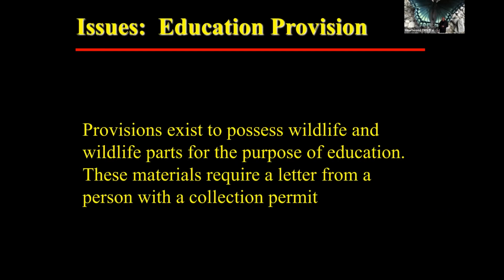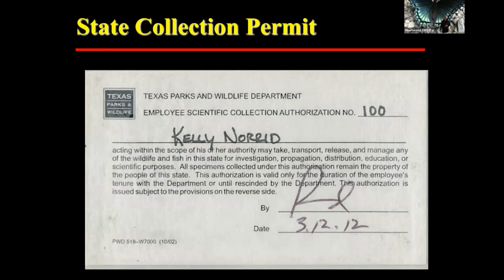Okay, let's go through this, just to give you an idea. This is my permit. As a Parks and Wildlife biologist, I work for the regulatory agency, and I still have to have a permit. Read the first line. "Acting within the scope of his or her authority may take, transport, lease, or manage any of the wildlife, fish," blah, blah, blah. The whole thing is one sentence, but the thing you look at is here: acting within the scope of his or her authority.